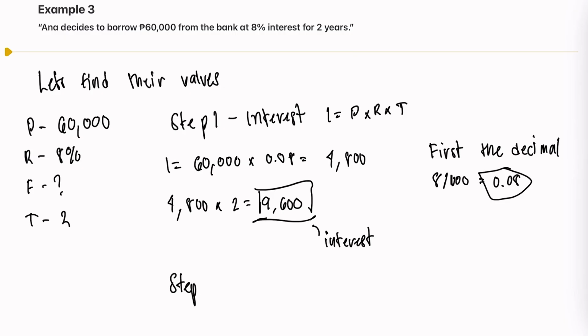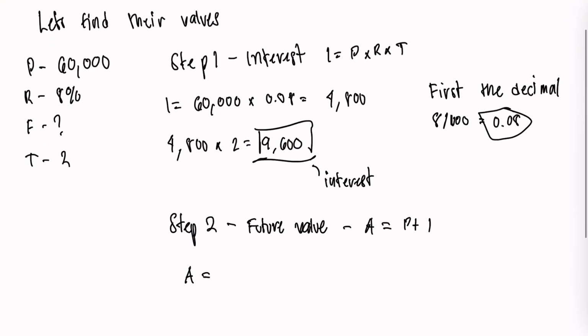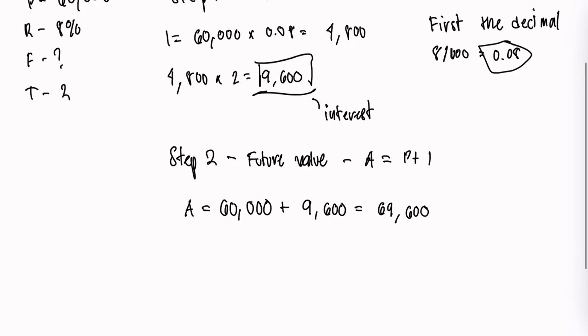Now, let's move on to our step 2, which is finding the future value. How do we find future value? We find future value by using the formula A equals P plus I. Now, let's substitute their values. So, A is equal to P, which is 60,000, plus the value of I, 9,600, is equal to 69,600. Now, we're done finding our future value.